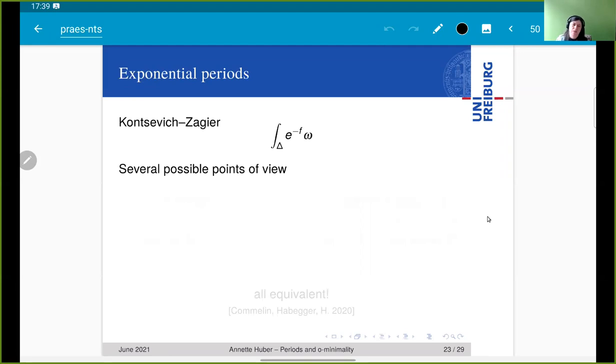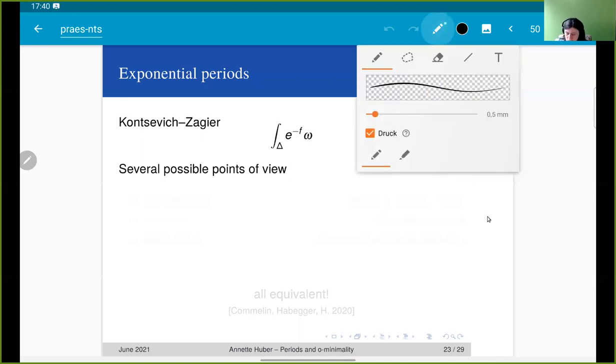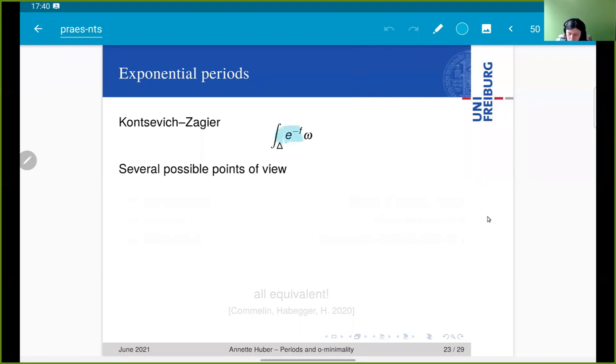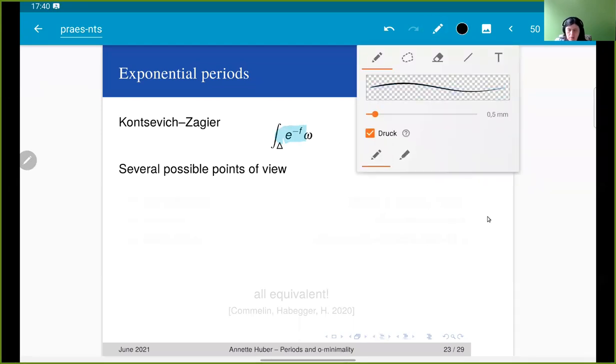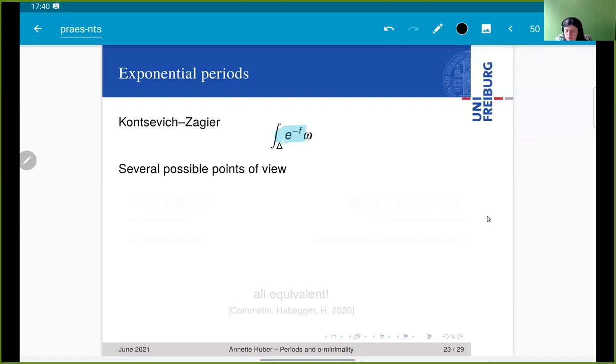So what's the evidence for why we should explore this? The evidence comes in the shape of a generalization of the whole story, via the theory of exponential periods. This goes back to the same paper of Kontsevich and Zagier, where they also consider exponential periods. They are integrals, and you're still integrating, but now under the integral there's an extra factor e to the minus f. If you put f equal to zero, you get back ordinary periods, but now you allow something more. And as with classical periods, there are several very different points of view.